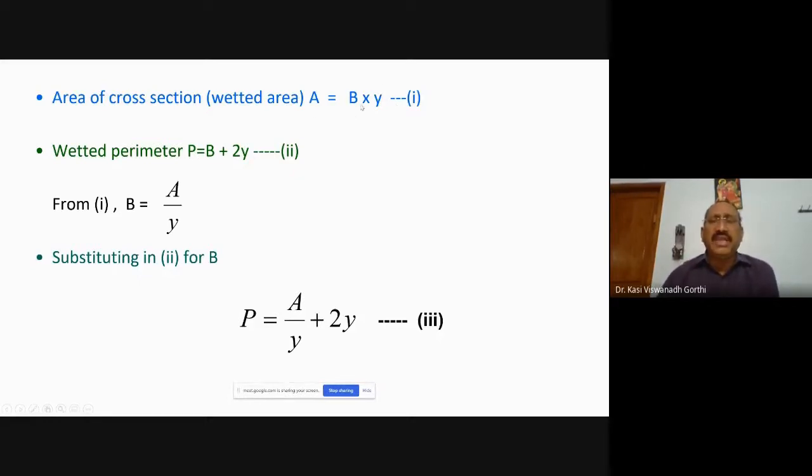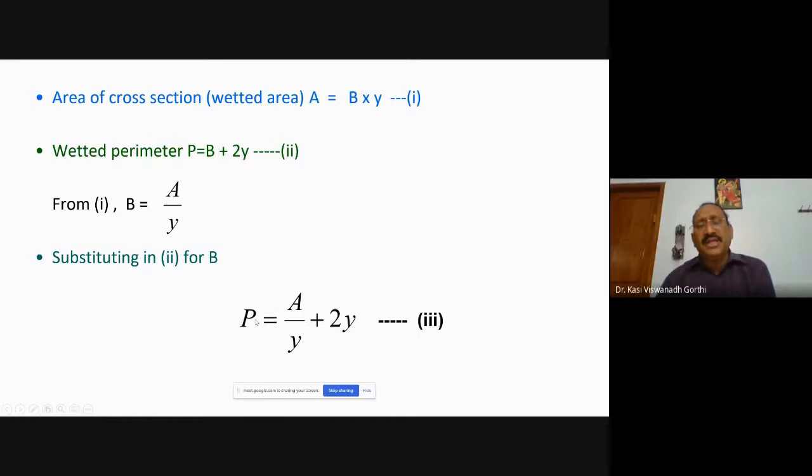From this equation, take B. B is equal to A by Y. Substitute for the bed width B in this equation. Then you will get wetted perimeter P is equal to A by Y plus 2Y. A, the wetted area, is constant for a given channel section. So P is equal to A by Y plus 2Y is the condition.